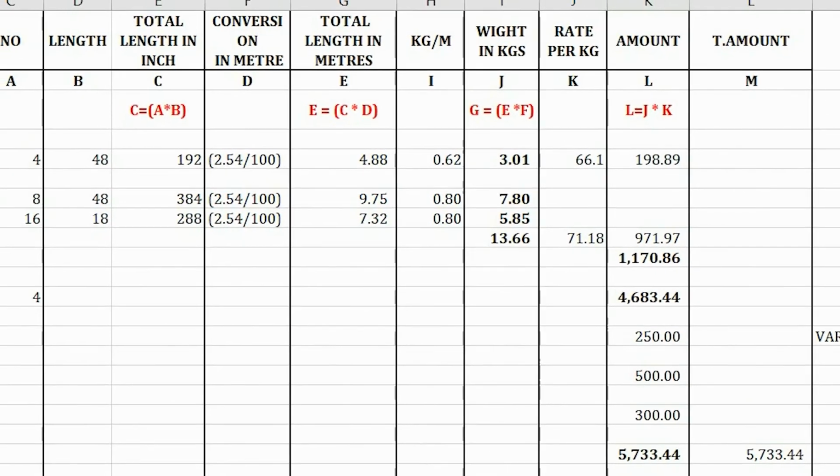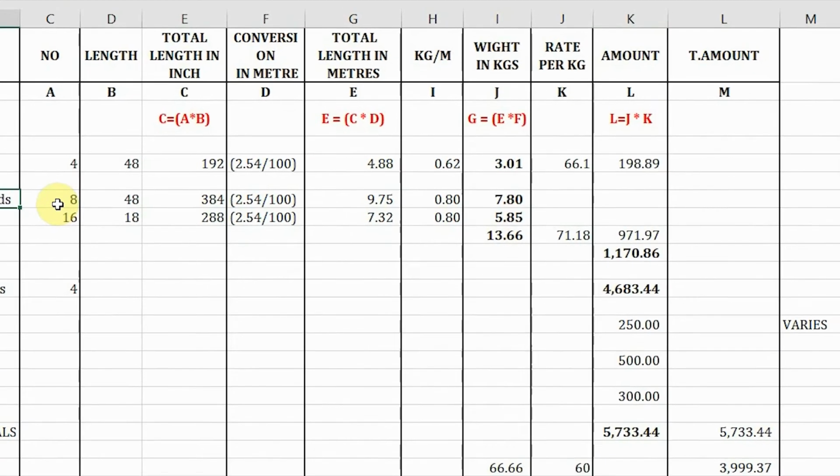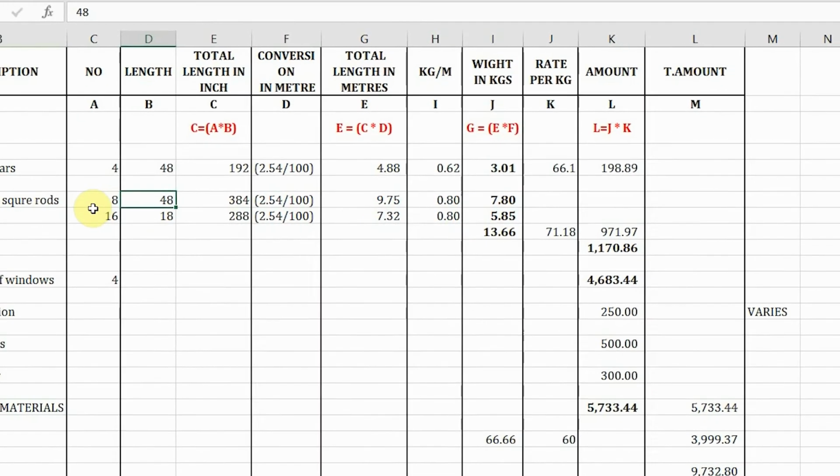Same like that, the 10 by 10 mm square rods. This is 48 inches.